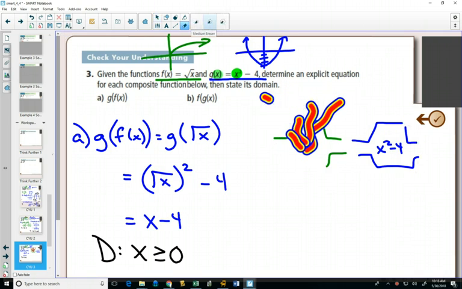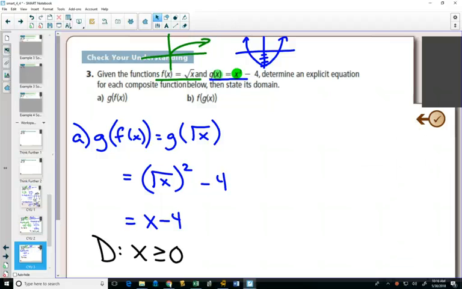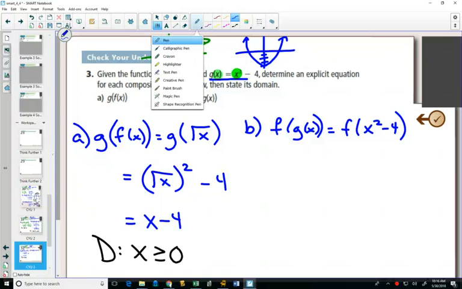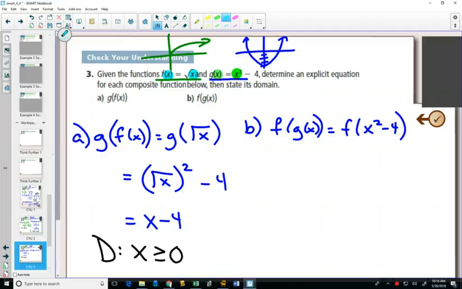In B, we have f of g of x. And g of x is x squared minus 4. And the function f says whatever you put in, you take the square root of it. So if we throw in an x squared minus 4 into f, what we're going to get is the square root of x squared minus 4. So as opposed to A, in line 1 of B, we have no non-permissible values. Everything's good. And it's not until we get to line 2 in B that we have a square root of a quadratic equation.